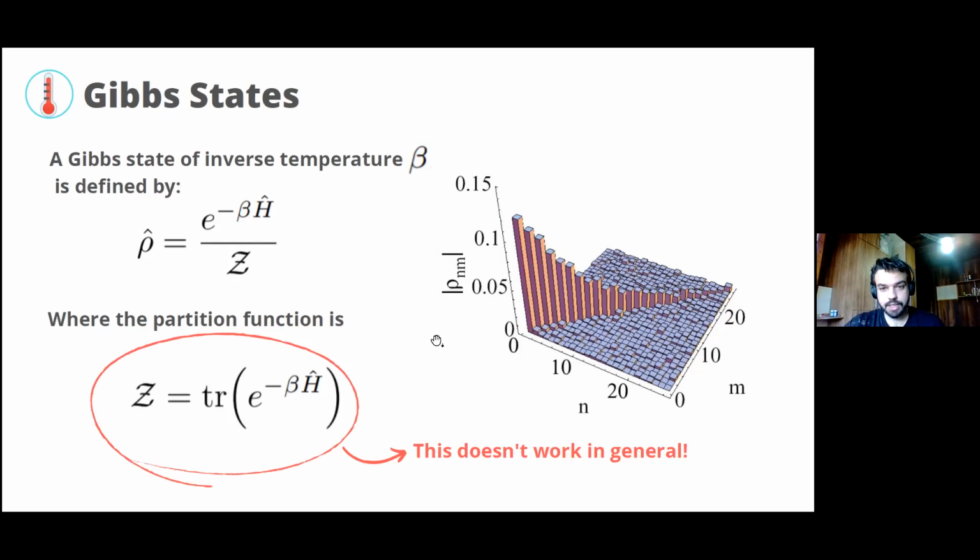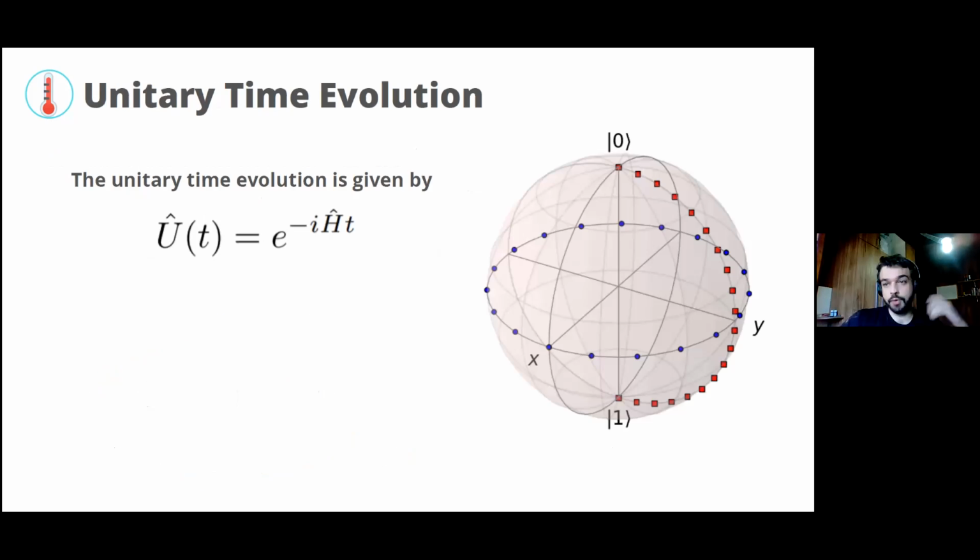Now, the thing is that this doesn't work in general, right? If the Hamiltonian has a continuous spectrum, or if the trace of e to the minus beta H is just not defined, or if the exponential of minus beta H is just not well defined, then all of this description breaks down. And that's where the KMS states enter the game, to try to generalize this notion to more general quantum systems. So before talking about the KMS states, I must talk about unitary time evolution.